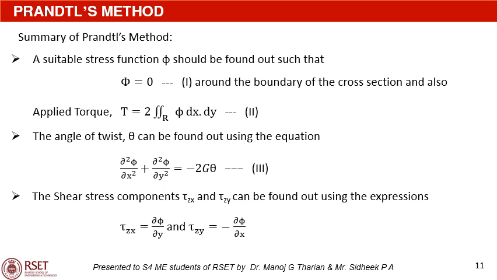Once a suitable stress function φ which satisfies conditions 1 and 2 is found out, the angle of twist θ can be found out using the equation ∂²φ/∂x² + ∂²φ/∂y² = −2Gθ. Also, the shear stress components τzx and τzy can be found out using the expressions τzx = ∂φ/∂y and τzy = −∂φ/∂x.